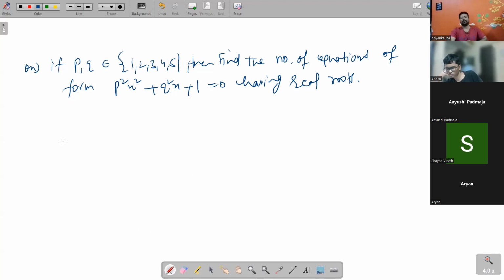Okay, let me help you. Let me solve. See, p, q belong to this. So p, q can have any value out of these five values. Any variable can take any value, either 1, 2, 3, 4, or 5. So we have to find the number of equations of this form so that this equation will have a real root. For this equation to have real root, we know that the discriminant has to be greater than or equal to 0. That real root may be different or may be equal.